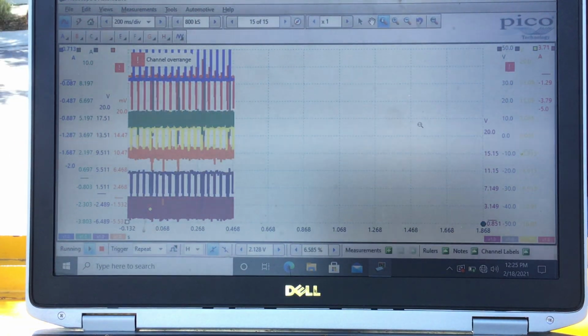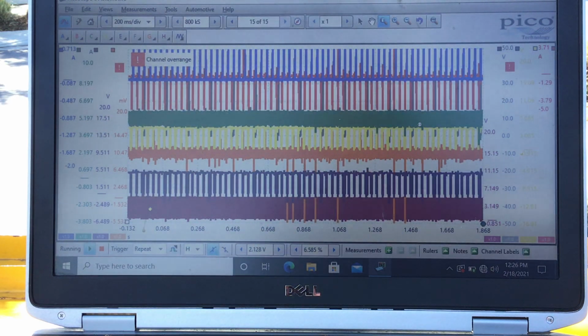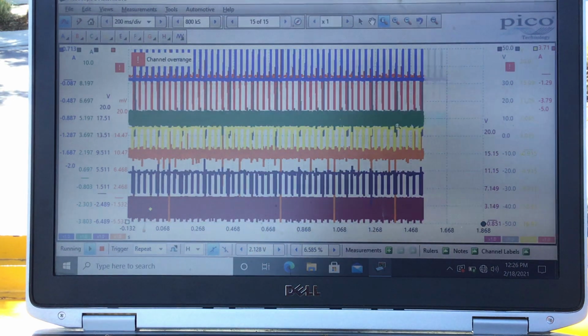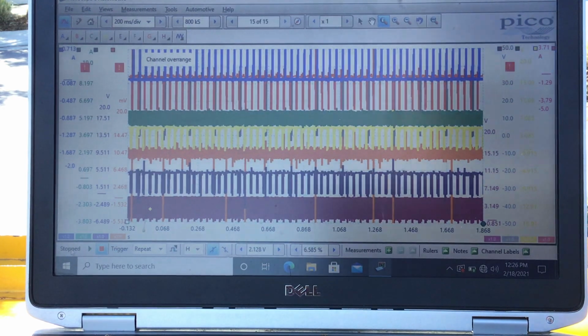Okay, we're rolling across the screen, and we can see a pattern. I will stop the screen, we'll talk about what we're looking at, just to get an idea, and then I'll stop the car.